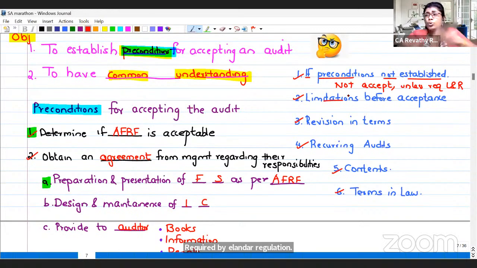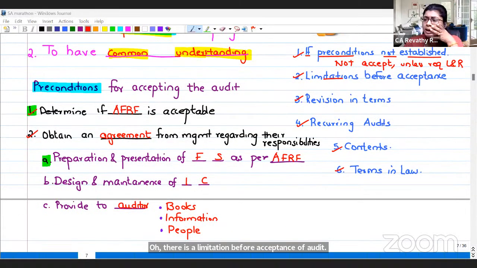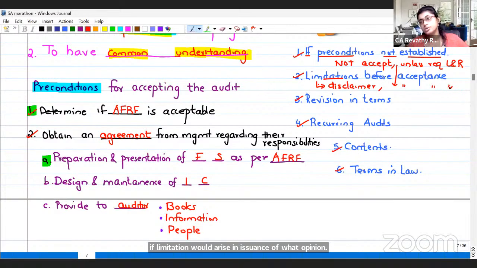Second, there is a limitation before acceptance of audit. There is a huge limitation before acceptance of audit. Can I accept the audit? Answer is, a safeguard is not this case. Safeguard is where there is a threat. This is not the case. Limitation means you may accept. However, if limitation would arise in issuance of what opinion? Disclaimer, then again, do not accept the audit.